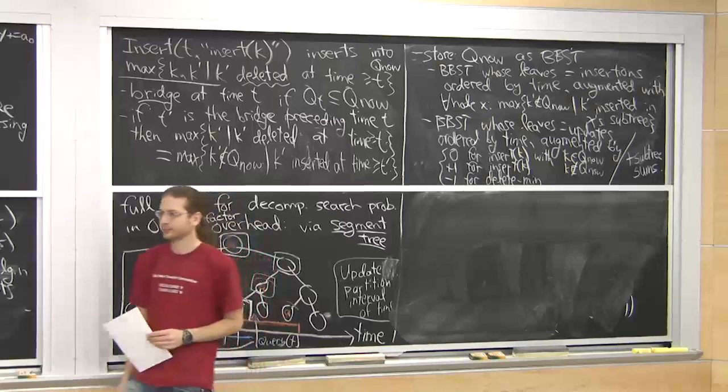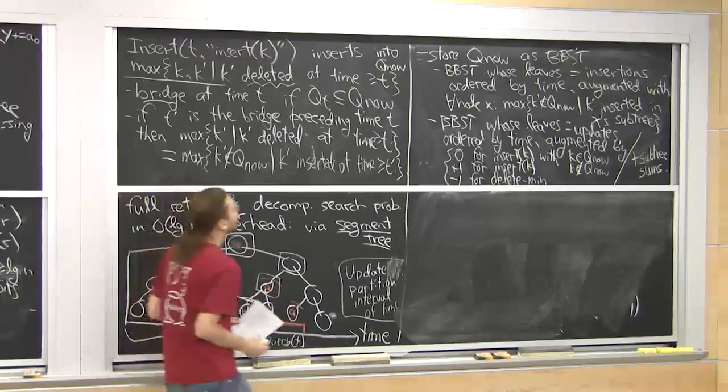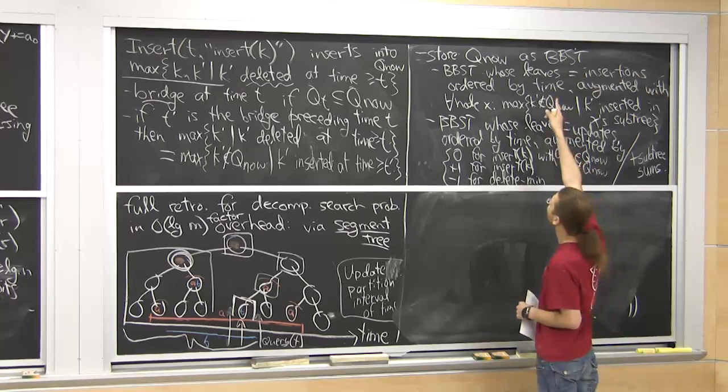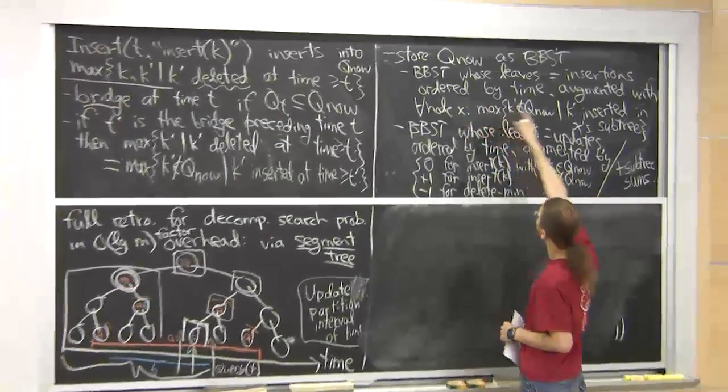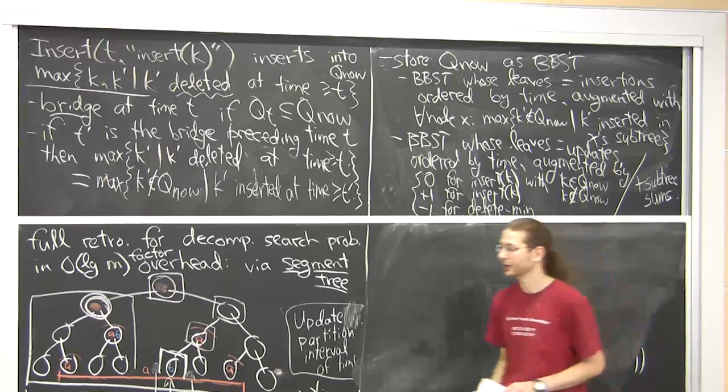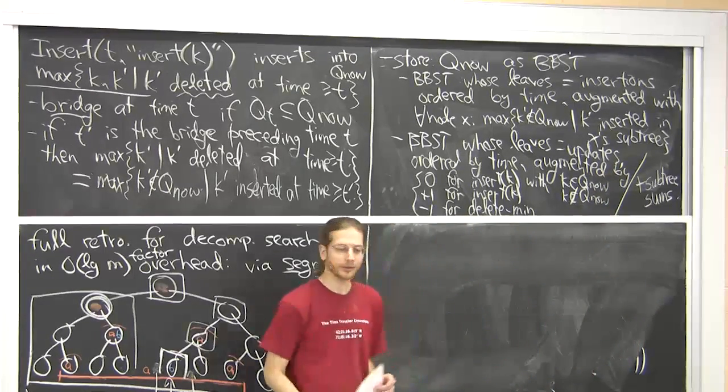So are you storing several binary search trees? I'm storing 3. I'm storing one that represents the final result, one that's just looking at the insertions, and one that looks at all the updates. I maintain all 3, and you can cross-link them all you want.